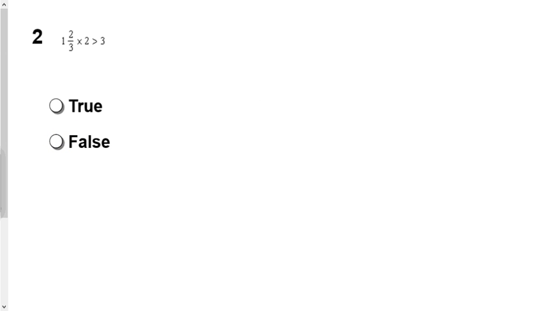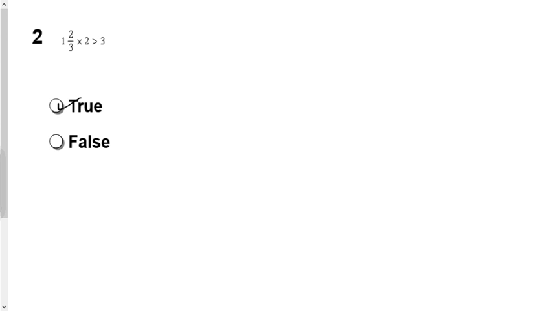Question 2 says 1 2/3 times 2 is greater than 3. Now the answer for this one is true. And the reason why, if I think about what would be equal to 3, well, 1.5 times 2 would be equal to 3, if I think of it that way. So a fraction that is greater than 1.5, if I double that, has to be greater than 3 as well. So without actually working it out, I can figure out that this is true, because a number that's greater than 1.5 doubled has to be greater than 3 if 1.5 doubled is 3.